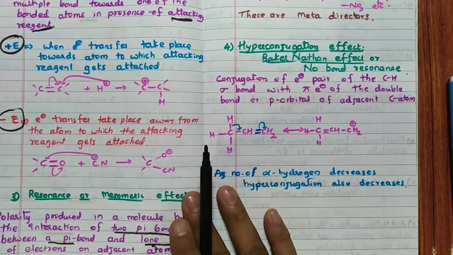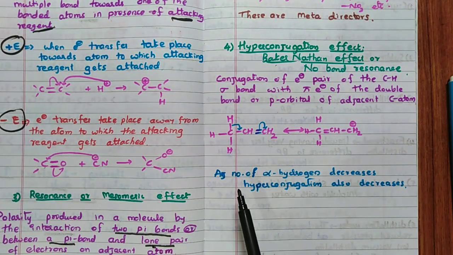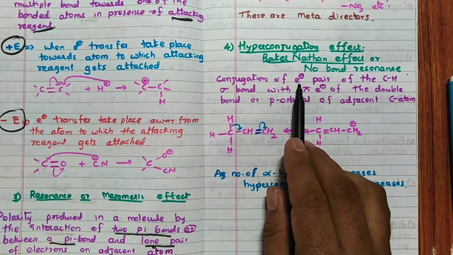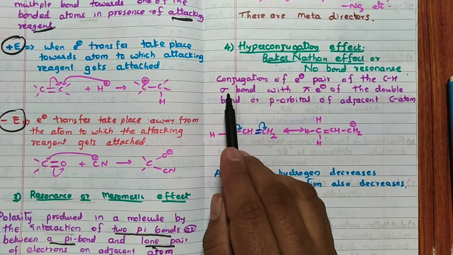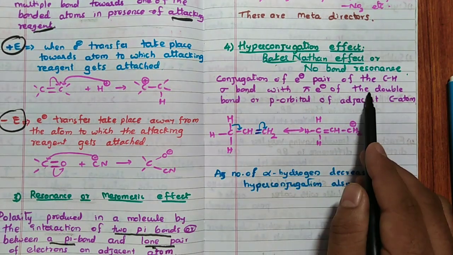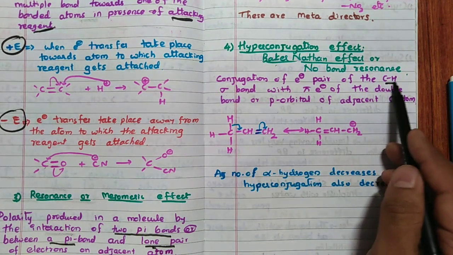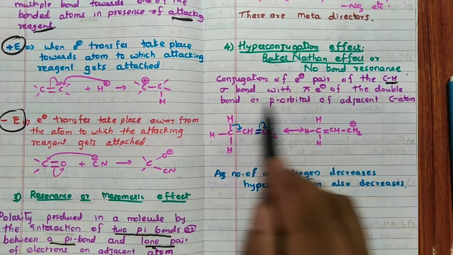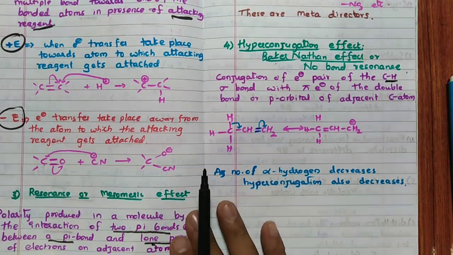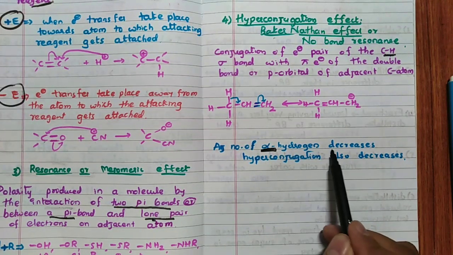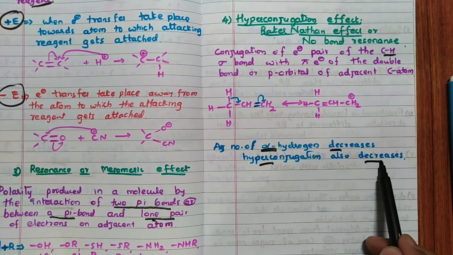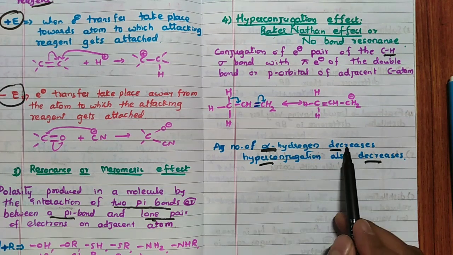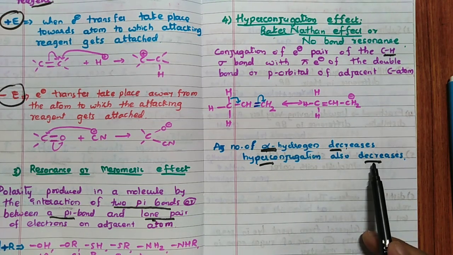Then hyperconjugation effect. Baker-Nathan effect or no bond resonance is also what we call it: conjugation of the electron pair of the CH sigma bond with the pi electron. So here CH should be there. Remember, CH sigma bond with the pi electron of the double bond or p orbital of the adjacent carbon. Very important: as the number of alpha hydrogens decreases, hyperconjugation decreases, or in other words, as alpha hydrogens increase, hyperconjugation also increases.